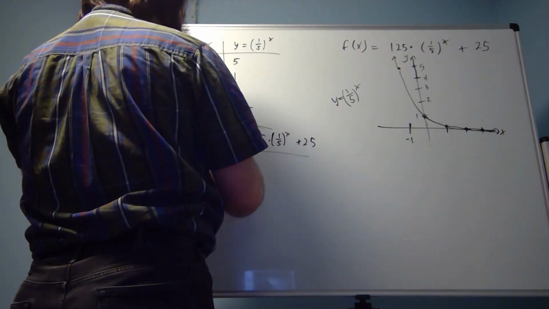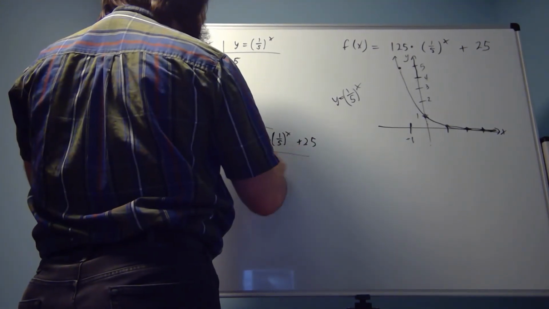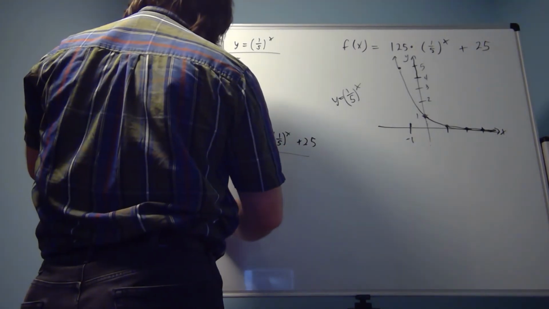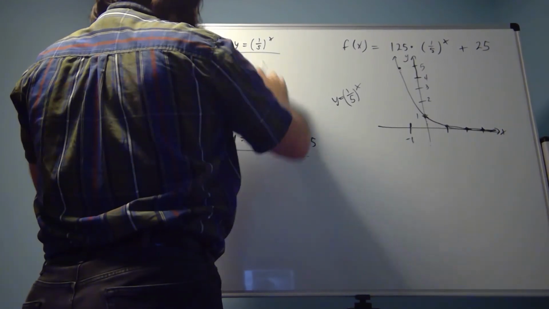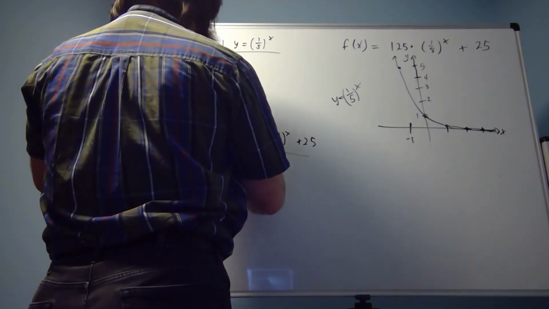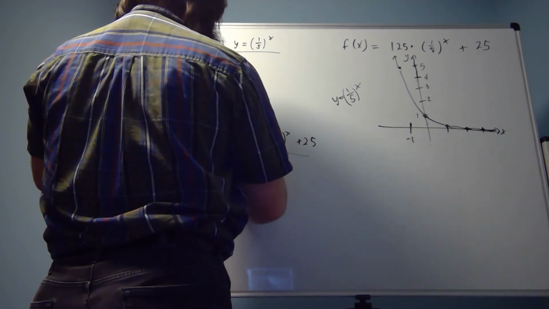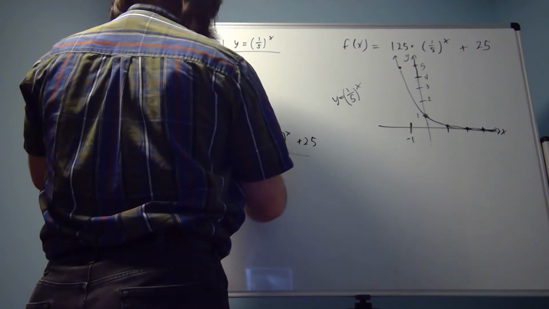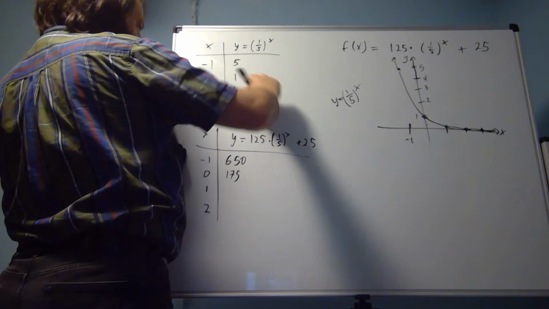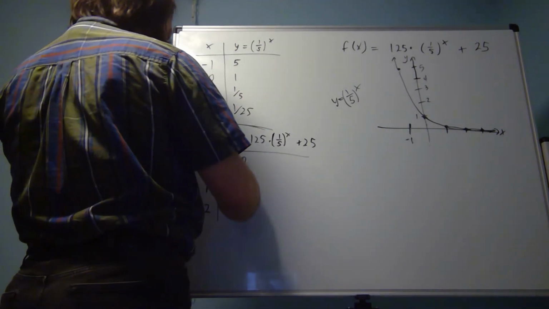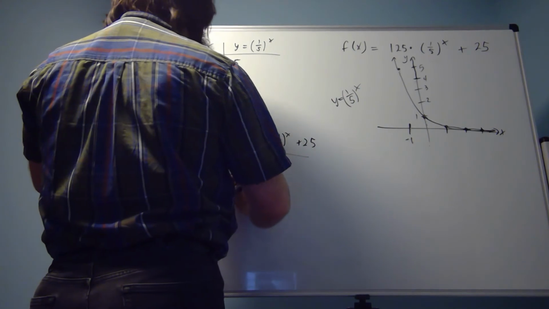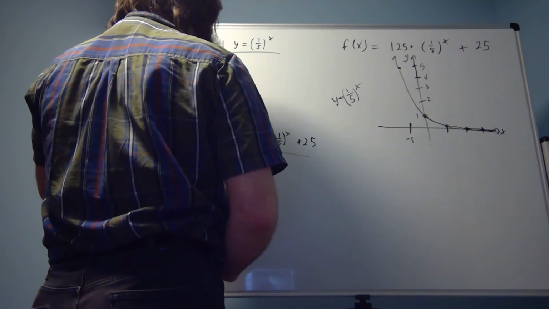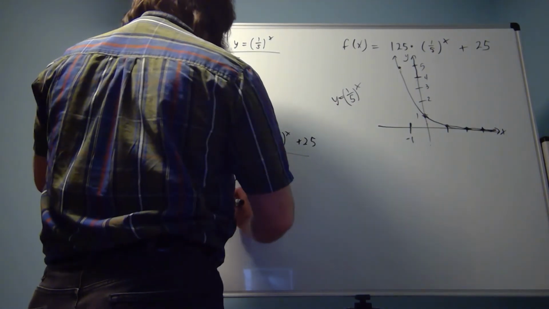So here I didn't do anything with the x's. The x's are still the same, but the y's, I multiplied the output by something, and then I added something to get the final result. So I multiply by 125, then I add 25. So here's the output. If I multiply this by 125 and then add 25, I only get this. And then this.